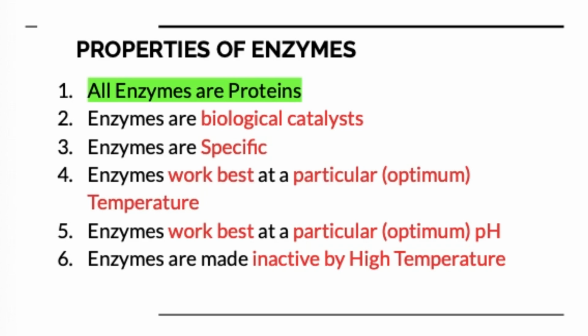Enzymes are specific. This means that each kind of enzyme will only catalyze one kind of chemical reaction. Enzymes work best at their optimum temperature. Enzymes which are found in human bodies usually work best at about 37 degrees Celsius. Enzymes are made inactive by high temperature. This is because they are protein molecules, which are damaged by heat.